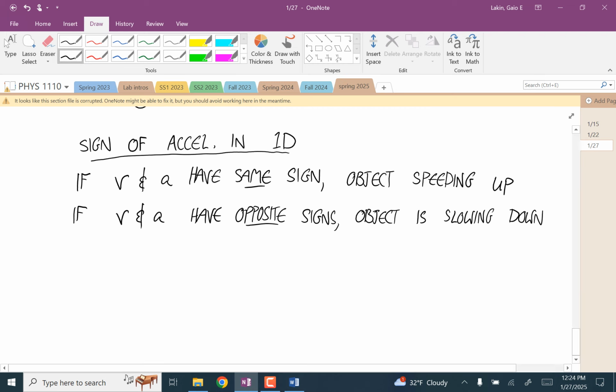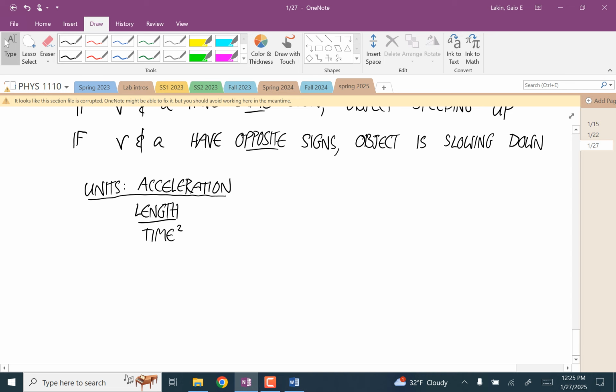The units for acceleration are always units of length divided by units of time squared. And so the SI units are meters per second squared.